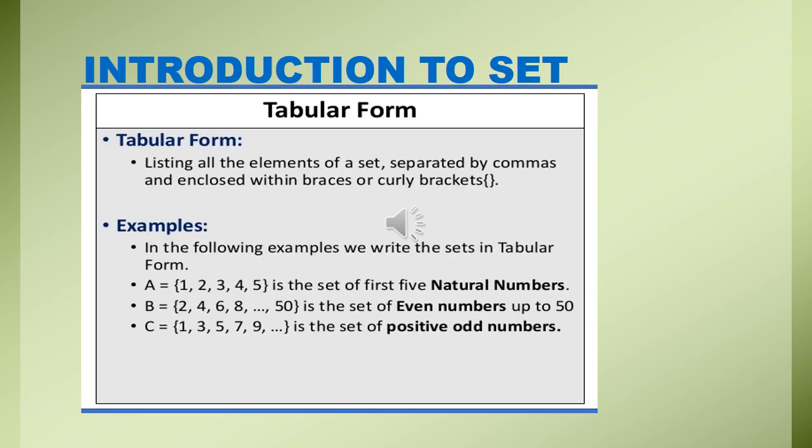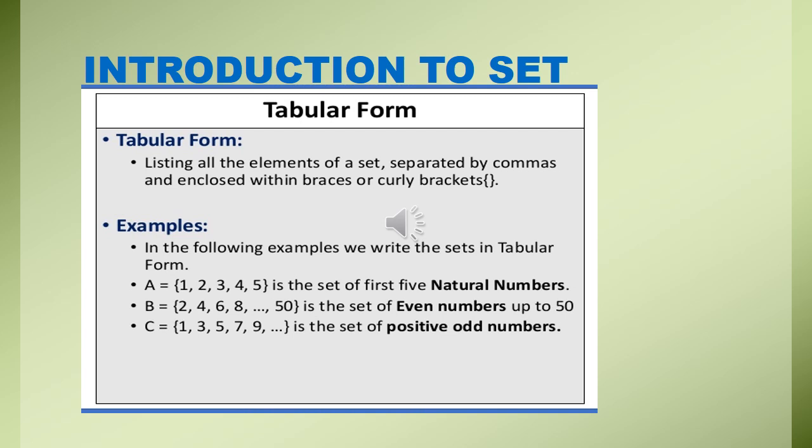My young champs, now we come to the tabular form of a set. In this form, we have to list all the elements or members of a set, all the members are separated by commas, and we have to place them in curly brackets. Clear? So I will also write some examples for you. Suppose A is equal to {1, 2, 3, 4, 5}. This is the listed form of which set? First 5 natural numbers.